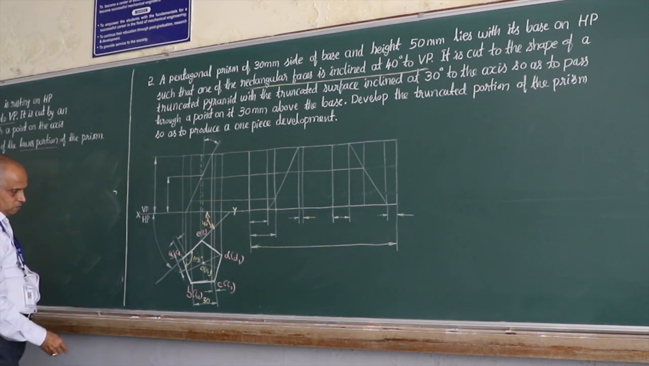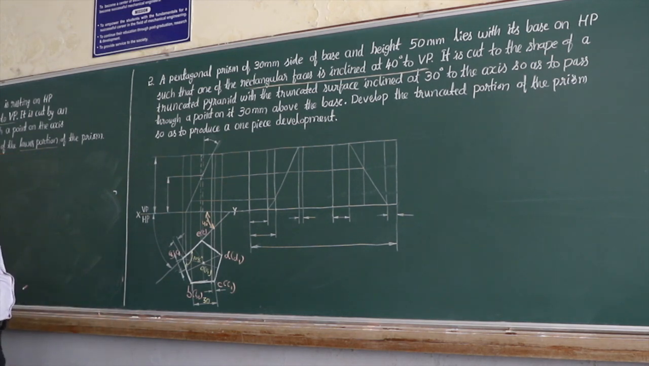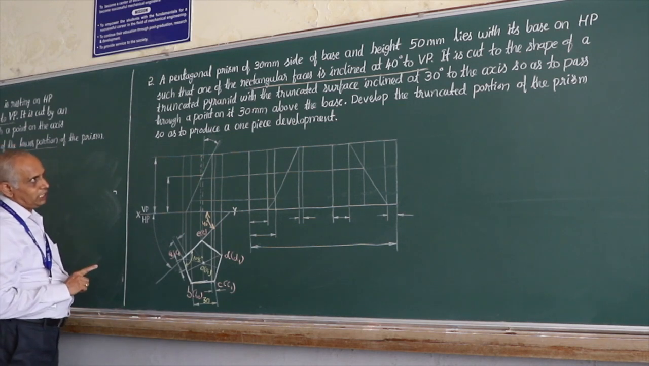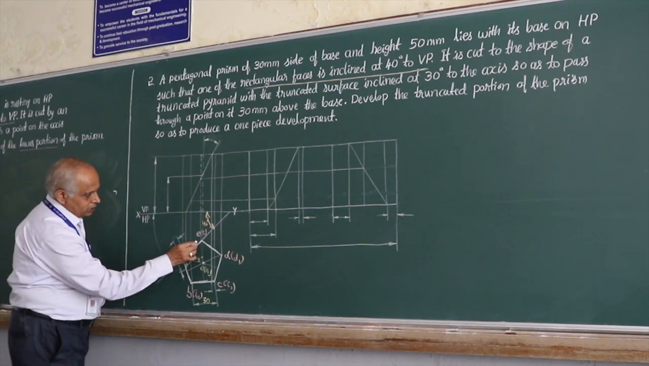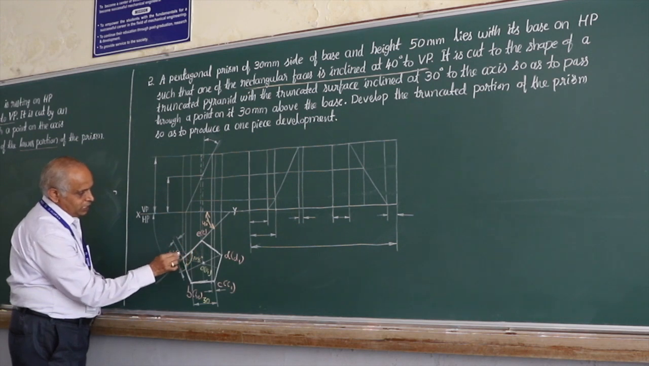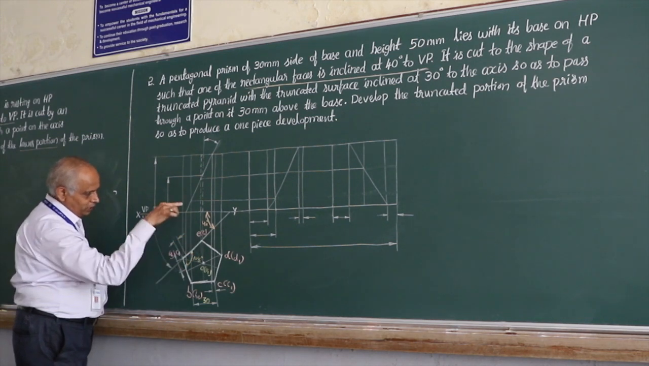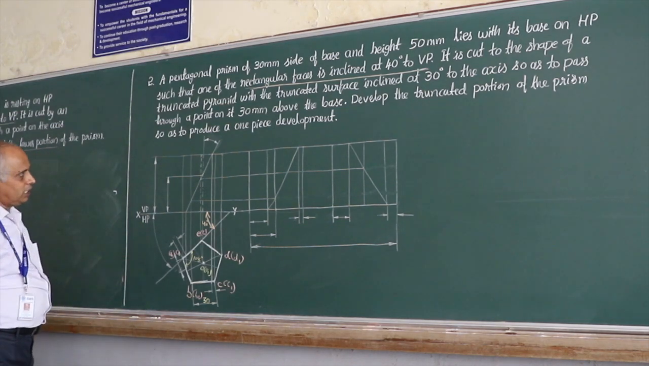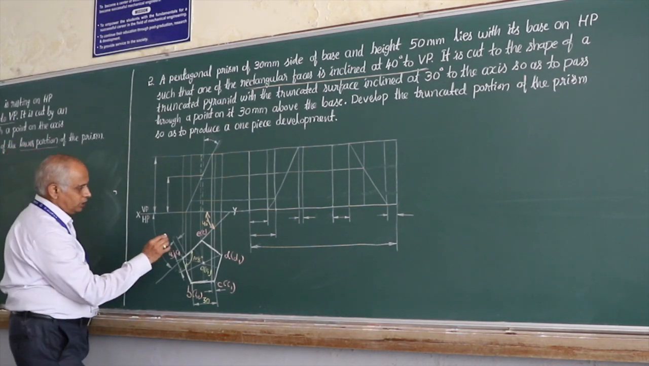Once you draw this, remember, it is a simple problem of a pentagon prism resting on base with one of the rectangle faces inclined at 40 degrees. Remember, this rectangle face is nothing but A to E to E1 to A1. That's a rectangle face, 4 points. Next, try to project these points onto the front view.